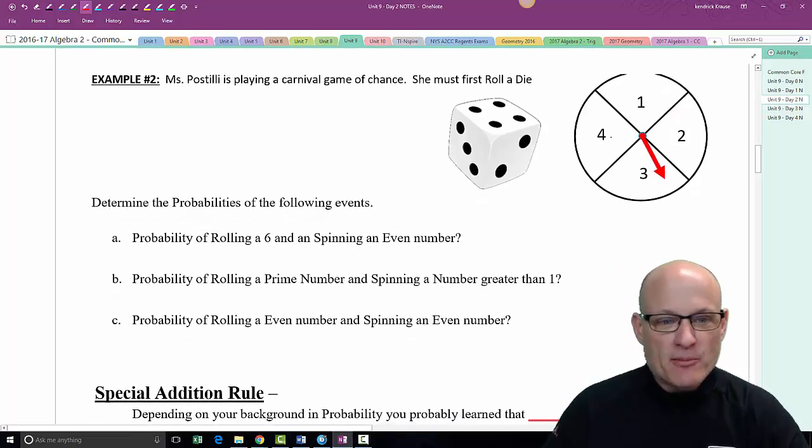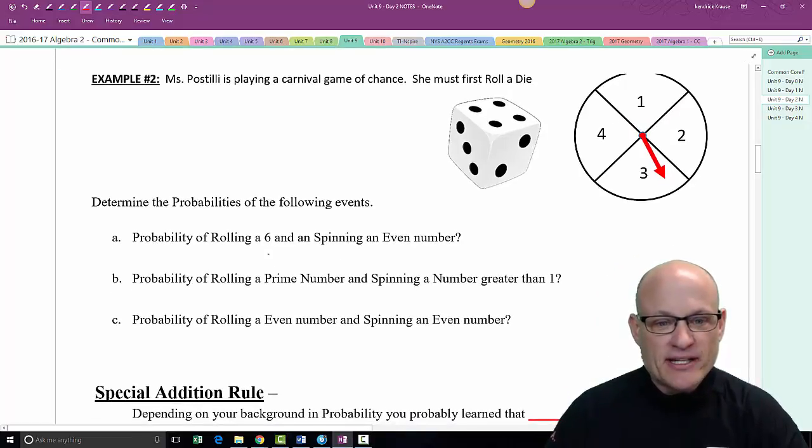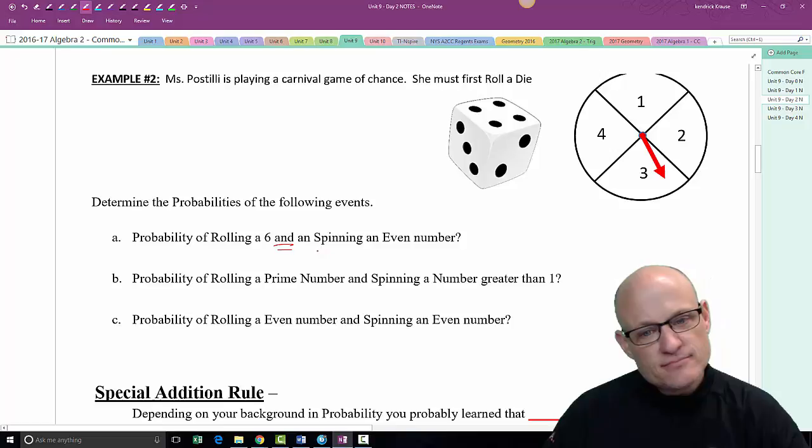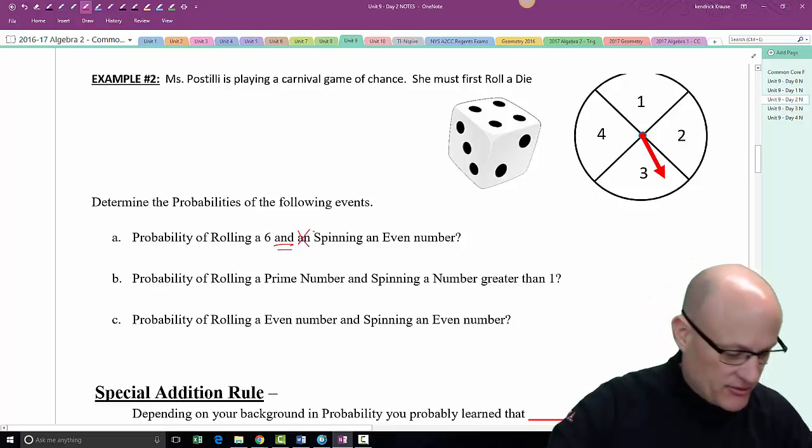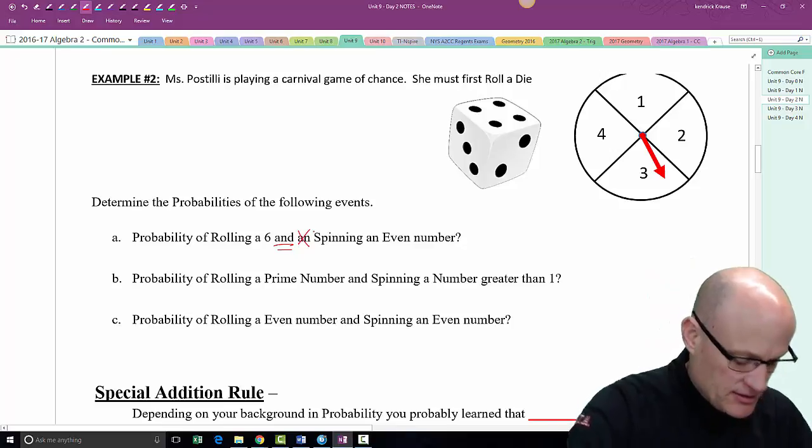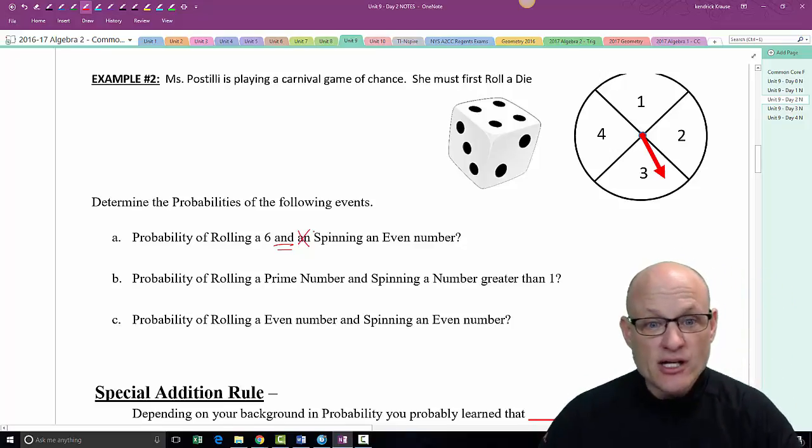What is the probability of rolling a 6 and spinning an even? Notice it's and. I don't need this here either. I got to fix all my mistakes. Again, first year teaching this, going to have some mistakes.